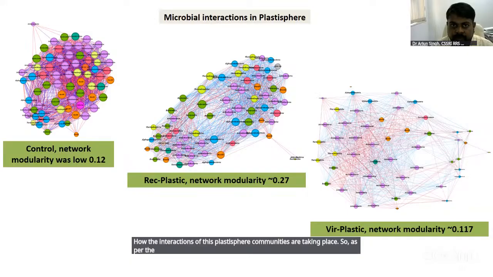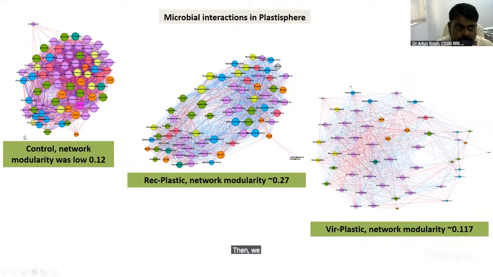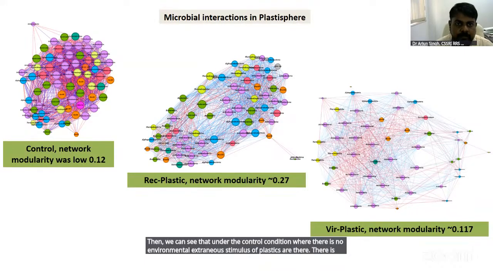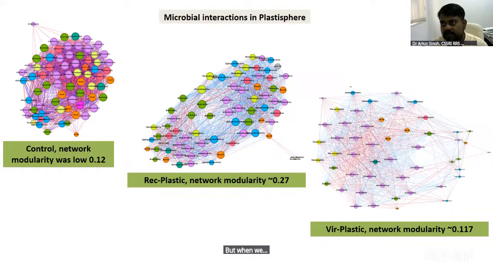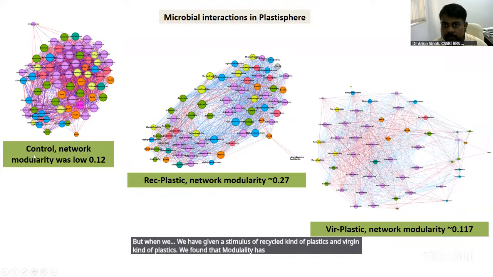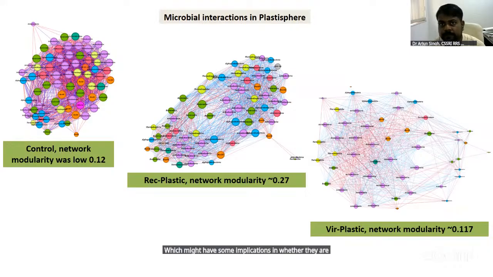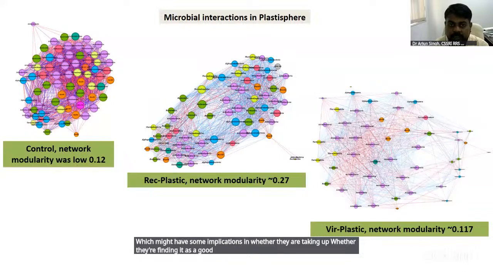If we see the interactions, under the controlled condition where there is no environmental extraneous stimulus of plastics, there is low modularity. That means different kinds of communities were not observed. But when we gave a stimulus of recycled plastics and virgin plastics, we found that modularity increased as compared to control, but there was higher modularity in the case of recycled plastics. That means more different kinds of communities are being formed over the surface of recycled plastics, which might have some implications in whether they are finding it a good niche to survive, or they might be consuming them or so. We cannot comment at this stage.